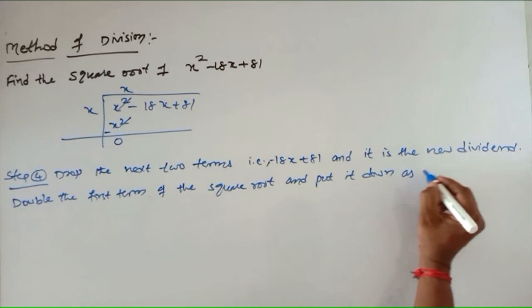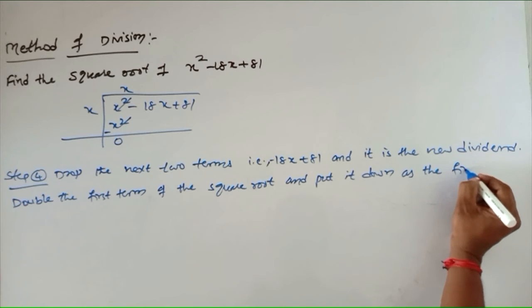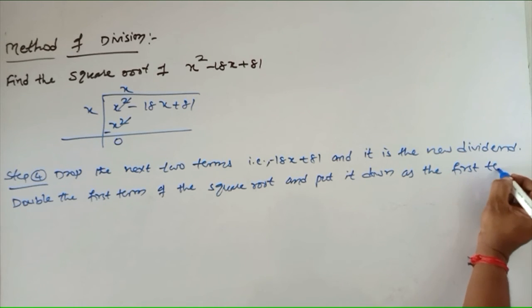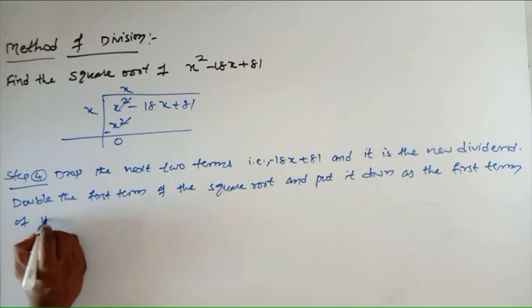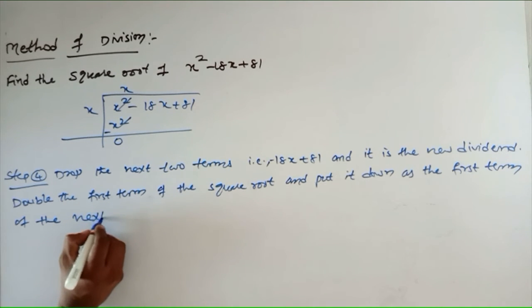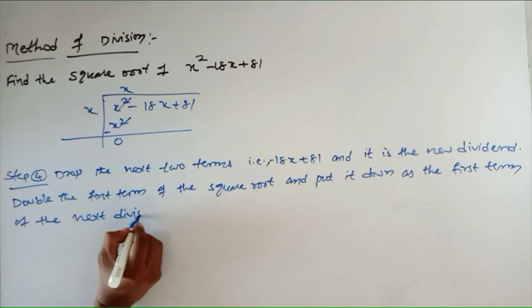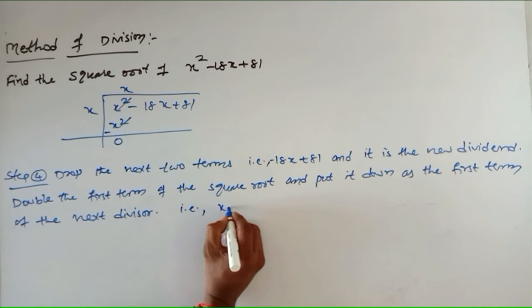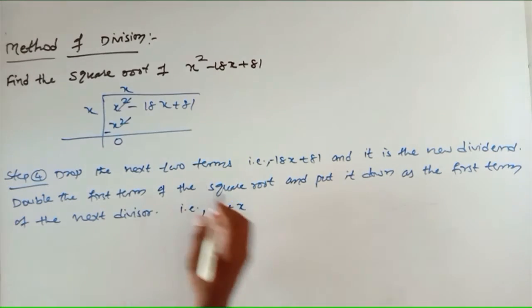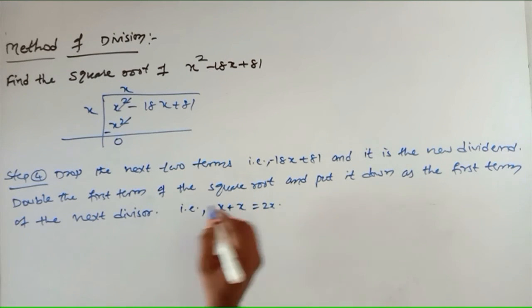As the first term of the next divisor, that is x plus x. So these x's is equal to 2x.